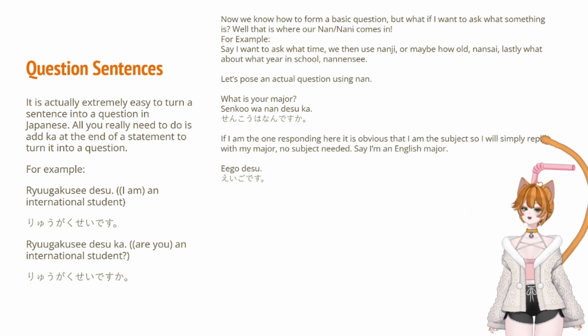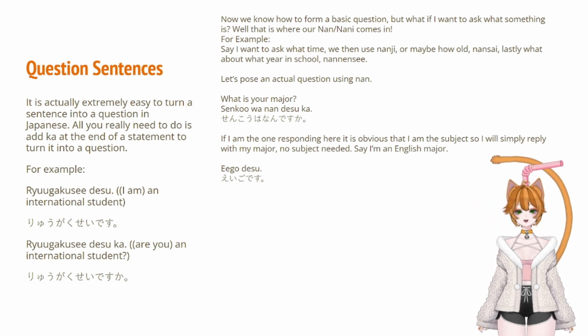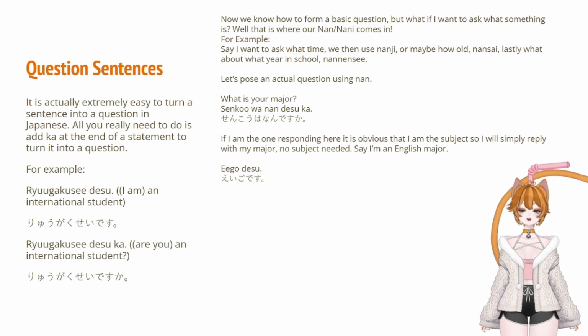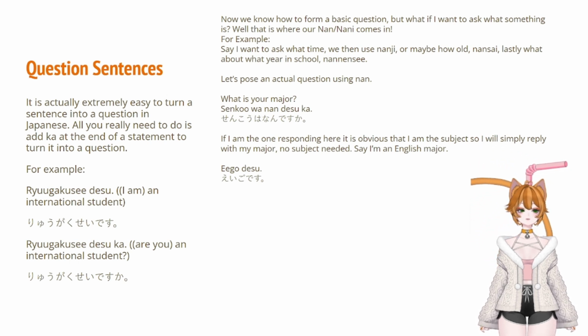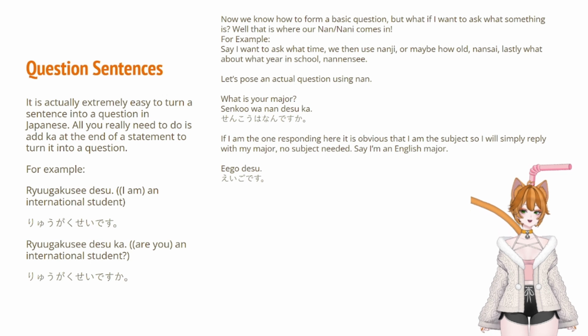And now that we know how to form our basic questions, what if I want to ask what something is? This is where our nan/nani comes in. For example, I want to ask what time it is. Then I would use nanji. Maybe how old? Nansai. And lastly, what about our year in school? Nannensei.